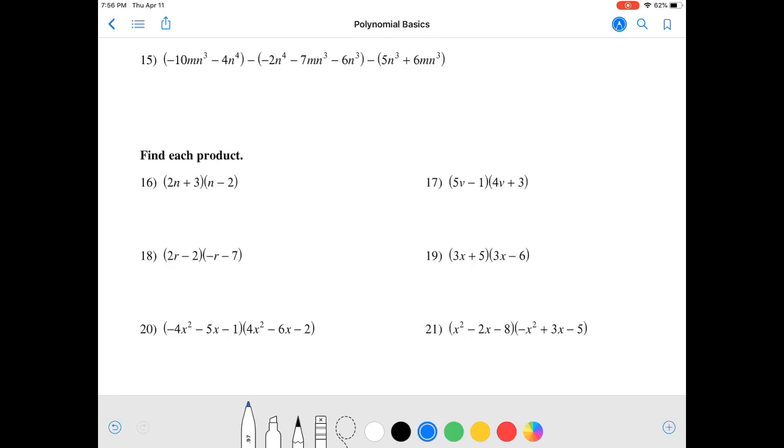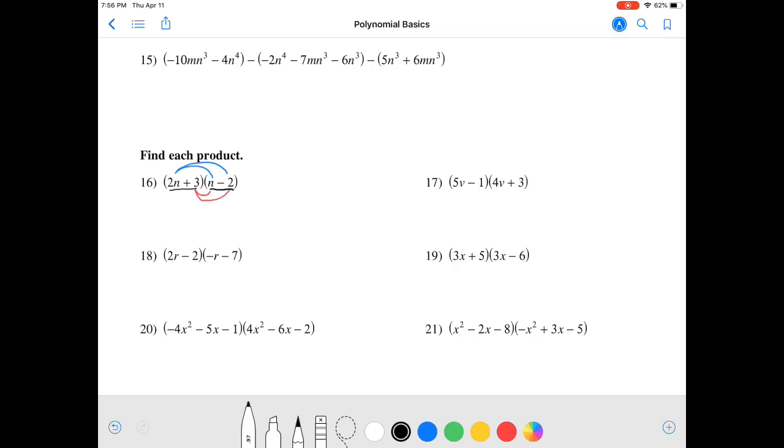So with the distribution method, the important part is making sure that everything in the first polynomial is being multiplied by everything in the second polynomial. So I'm going to do 2n times n and 2n times negative 2, and then 3 times n, 3 times negative 2. Again, make sure that everything in the first polynomial is being multiplied by everything in the second polynomial.